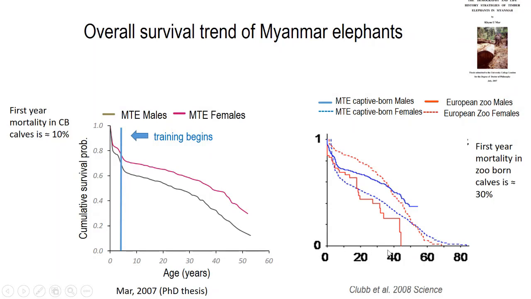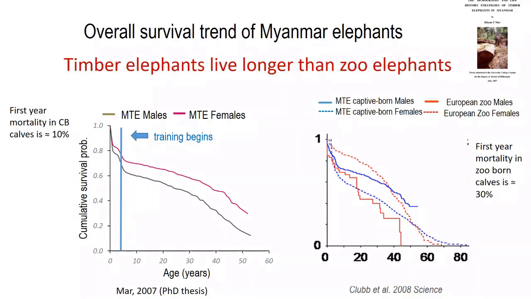So bulls live shorter, but our females are still living nearly the same. The 60 plus females are still in the zoo, but the survival trend is much lower than our Myanmar timber elephant females. So what we report in this paper is timber elephants live longer than zoo elephants.